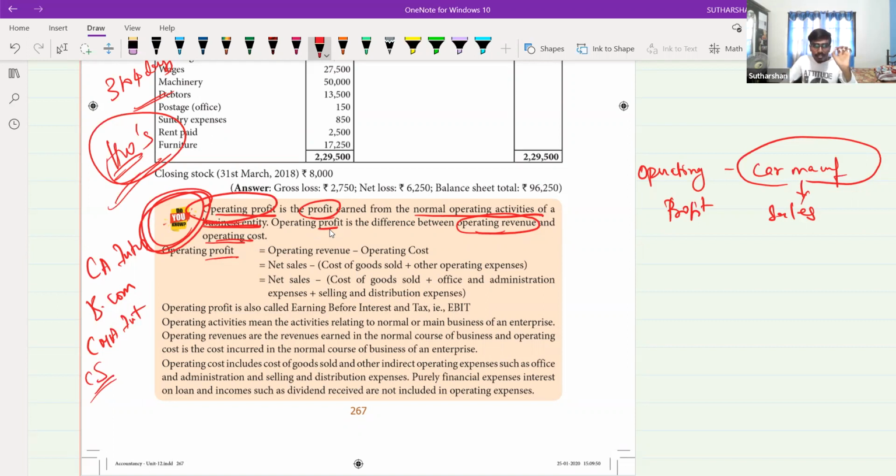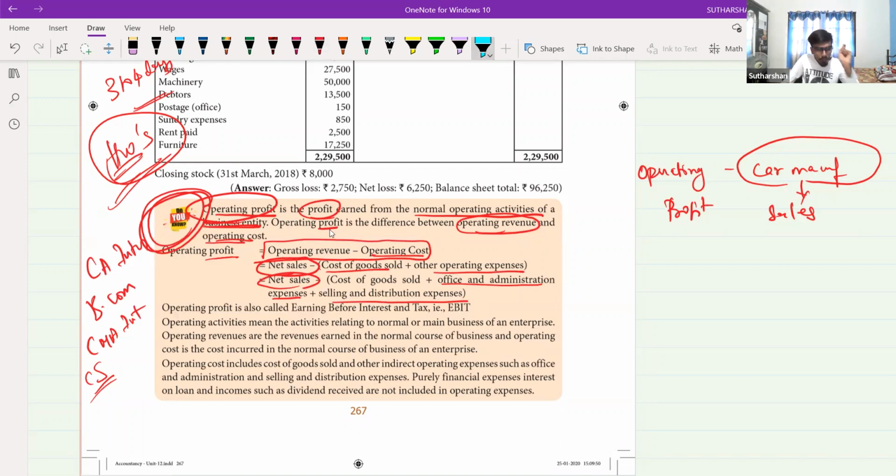Okay, operating profit is nothing but operating revenue minus operating cost. அப்ப operating revenue என்ன? அத எப்படி சொல்லலாம்? Net sales. Net sales என்ன? Sales minus sales return. ஓகேவா? அதுல இருந்து operating cost என்ன? Cost of goods sold plus other operating expenses. Net sales and cost of goods sold, other operating expenses na office and administration expenses, selling and distribution expenses.